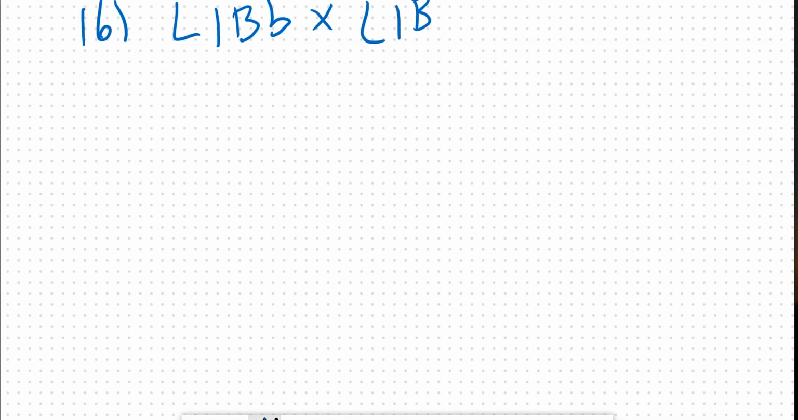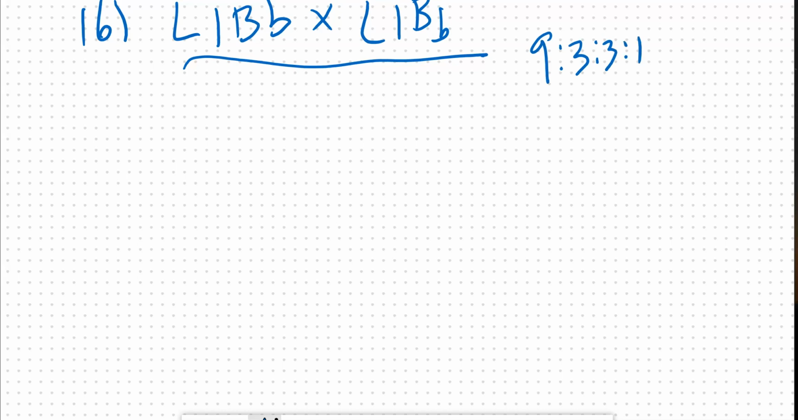So number 16. Number 16 says, the information for the following is found in problem 15. What phenotypic ratio is expected among progeny from the cross of big L, little L, big B, little b? So this is a dihybrid cross, so we know that the phenotypic ratio is going to be 9 to 3 to 3 to 1. We don't even have to do the cross because we memorized the ratios like good genetic students. So that's part A.